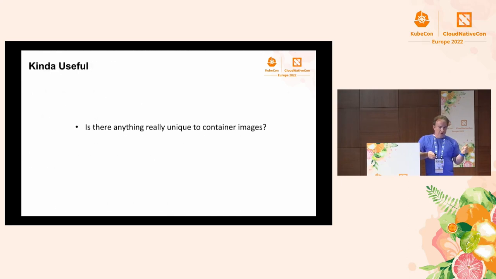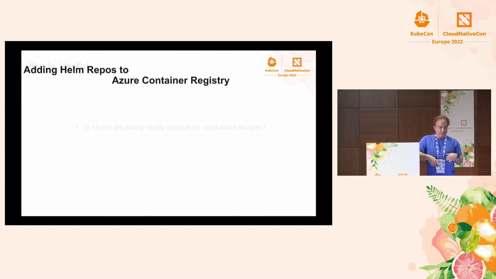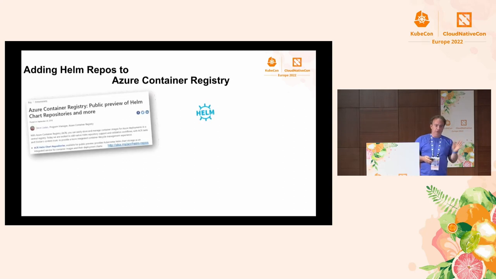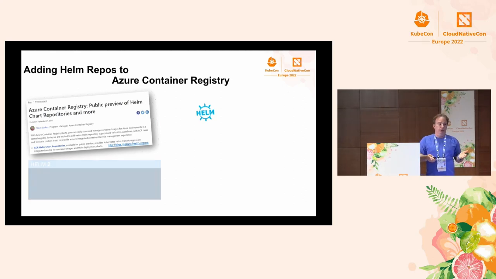So as I've gone through this, is there anything really unique around a container image in this flow that we just walked through? It's pretty generically useful. So I'll take you through a little journey on how we wound up doing this generic model. Back in 2018, we were trying to figure out how to make Helm available within registries, because it's a great way to deploy. Why not use the registry for it?